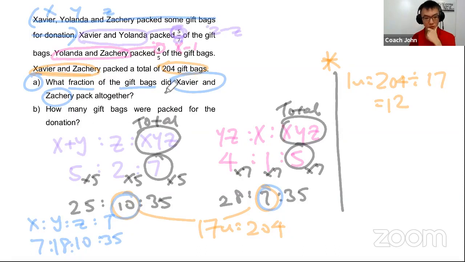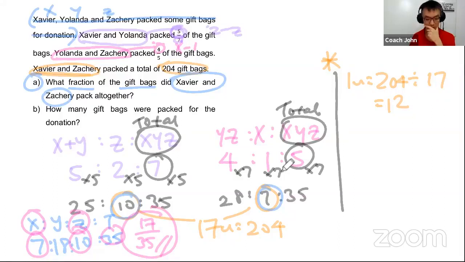They want Xavier and Zachary. So that's 17 because 10 plus 7. So the answer is 17 over total, that's 35. This is the answer for part A.